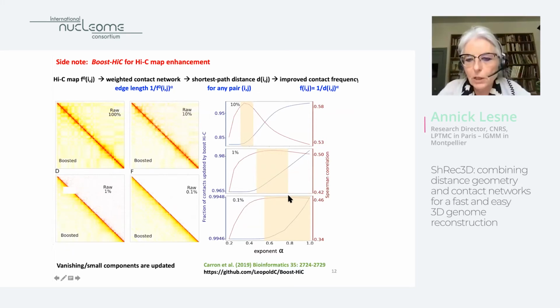And you see a very good correlation between the downsampled map boosted and the original one. So this enhancement algorithm, that is called Boost-HiC, has been published a few years ago by the group in bioinformatics.